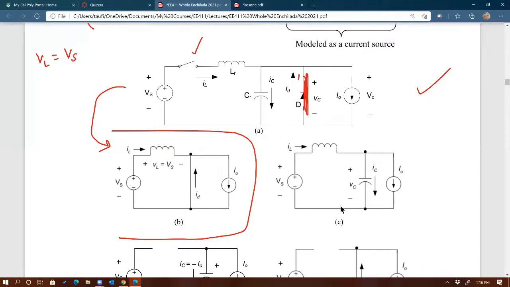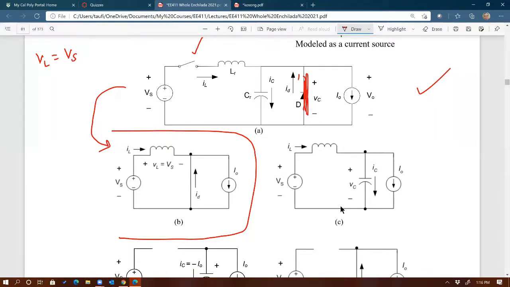Again, this is in the book. You don't need to take note on this. And I know that VL by itself is L dIL dt, which is equal to VS. And therefore, dIL dt is equal to VS over L. You agree with this equation?